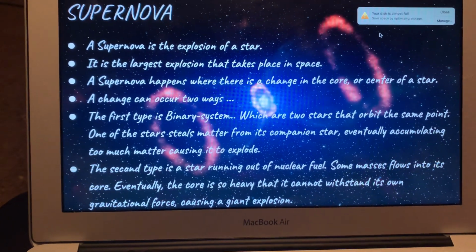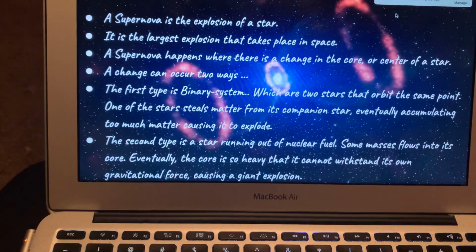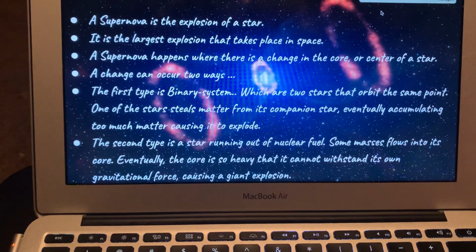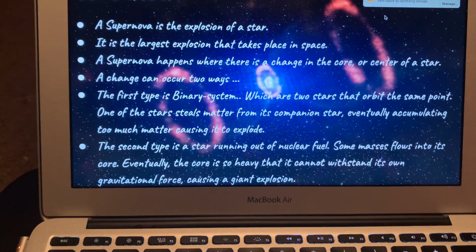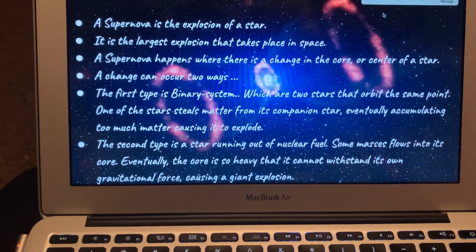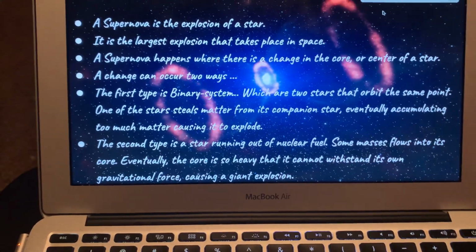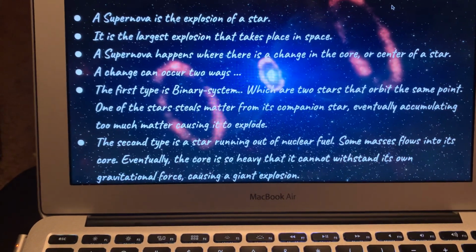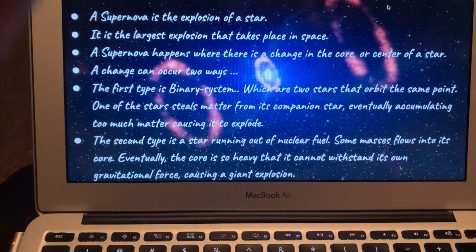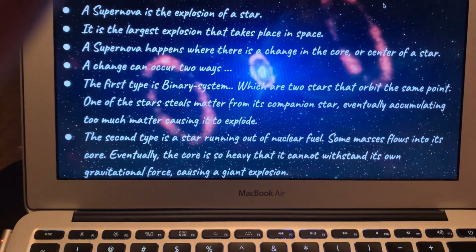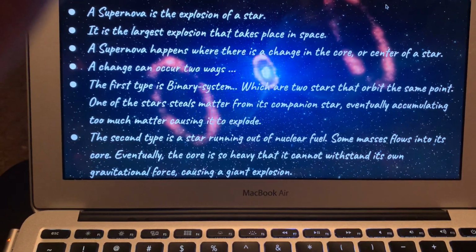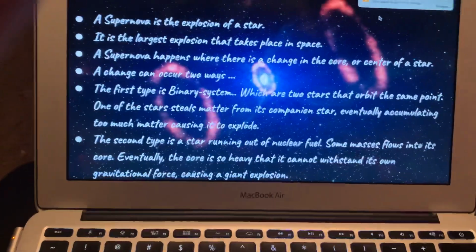A change can occur in 2 ways. The first type is a binary system, which is 2 stars that orbit the same point. One of these stars steals matter from its companion star, eventually accumulating too much matter, causing it to explode. The second type is a star running out of nuclear fuel. Some mass flows into its core. Eventually, the core is so heavy that it cannot withstand its own gravitational force, causing a giant explosion.